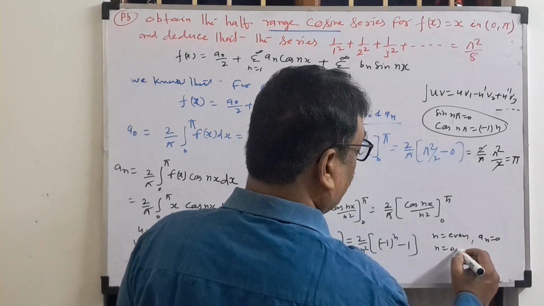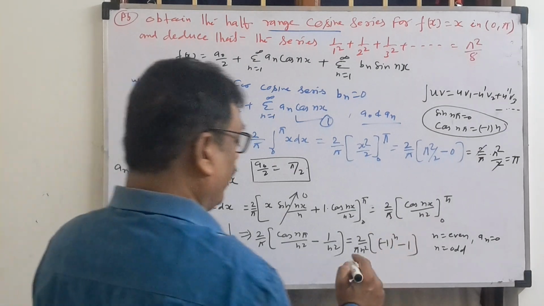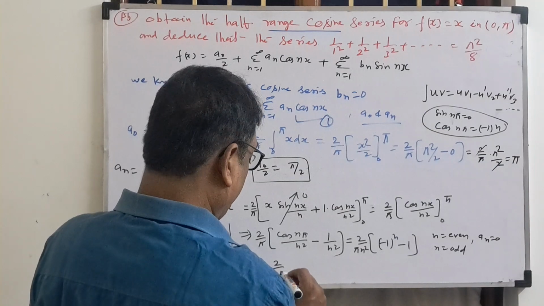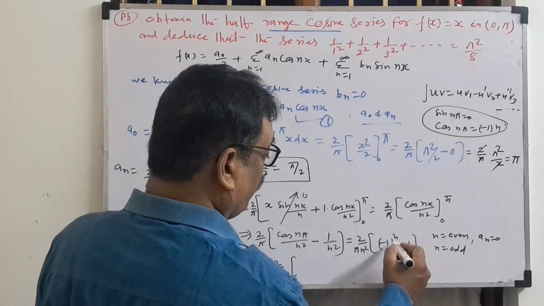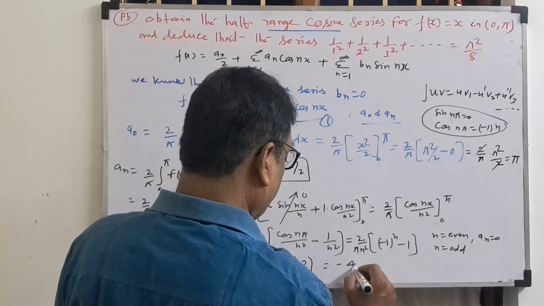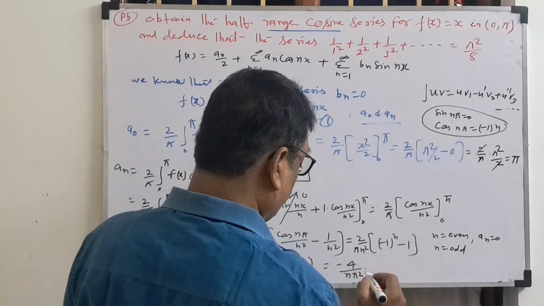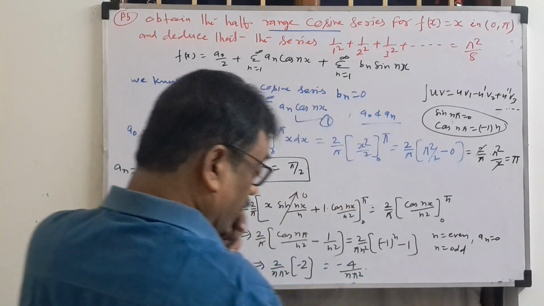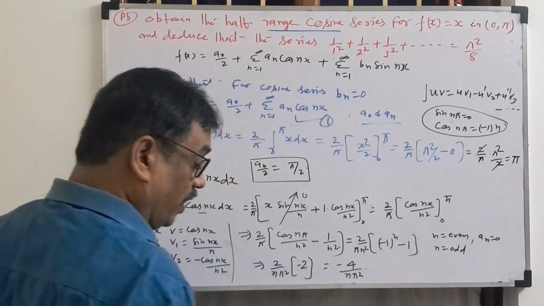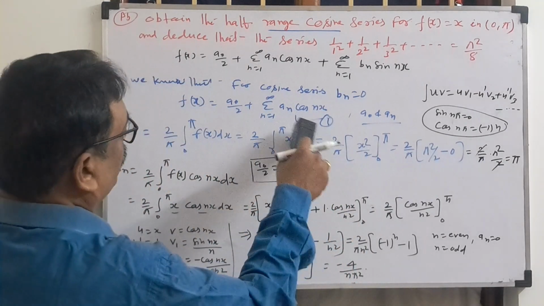If n is odd, that means 1, 3. So this will come minus. So minus 2 will come. So I am writing here 2 by n pi square, odd function. So it will come minus 2. So you can write minus 4 by n pi square. What is this one coming for? This is coming for a n. Okay, now we will substitute this in our Fourier equation 1.